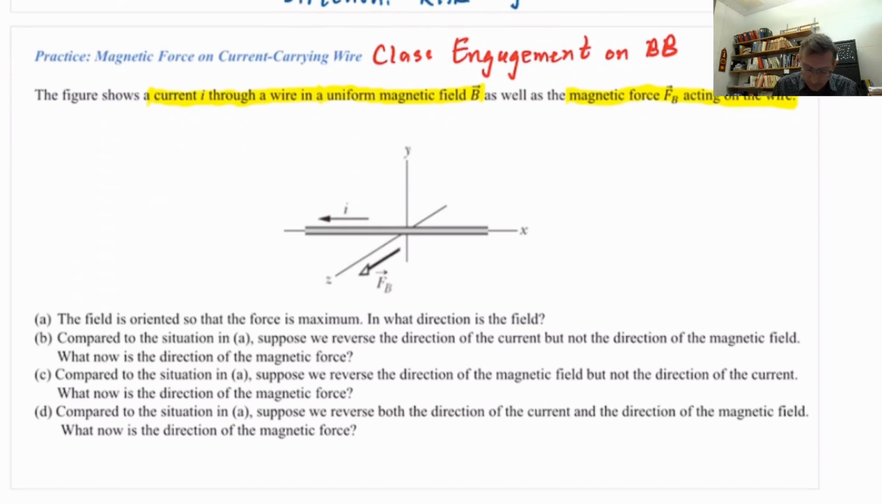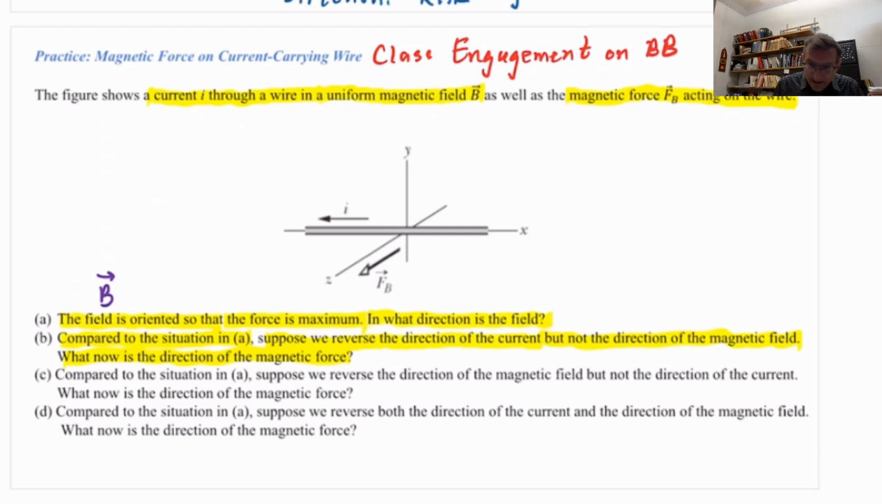Here's question A. Of course, the magnetic field B arrow is directed so that the magnetic force is a maximum. Given the picture, what's the direction of B? That's part A. Then part B. All right, compared to the situation in A, where I had a maximum force, and you can see the direction of it, suppose we reverse the direction of the current, I, but not the direction of the magnetic field, B. What now is the direction of the magnetic force? Okay?